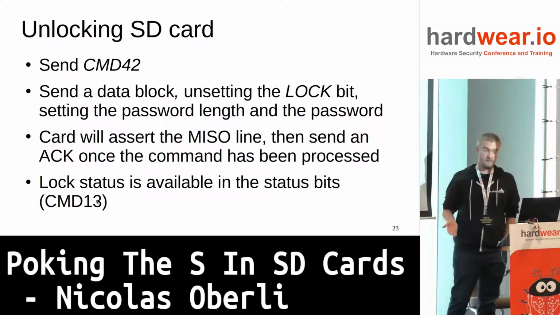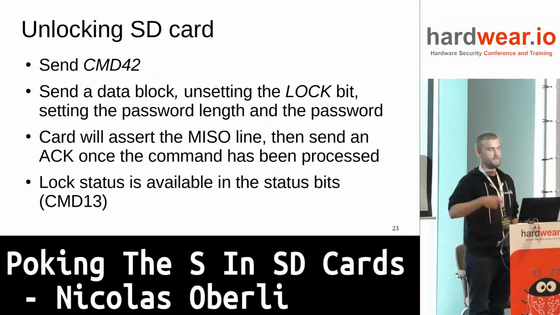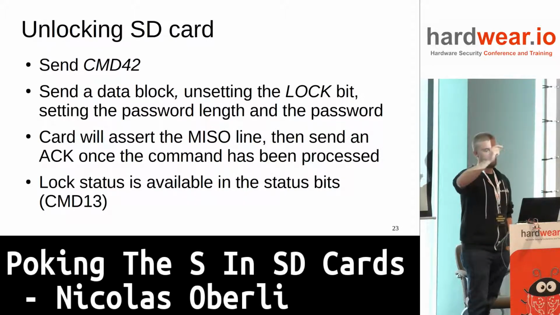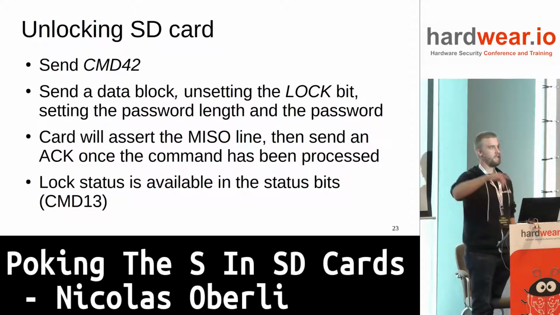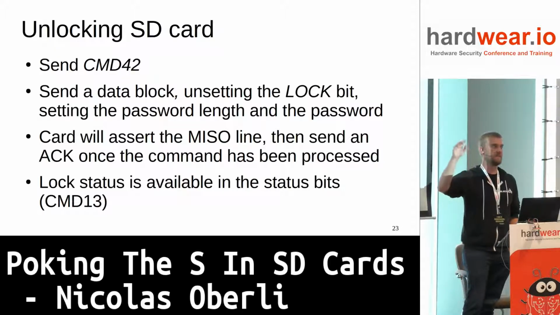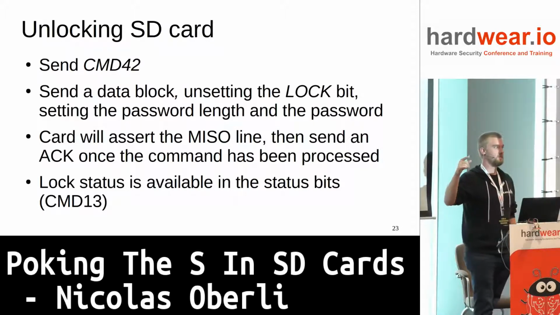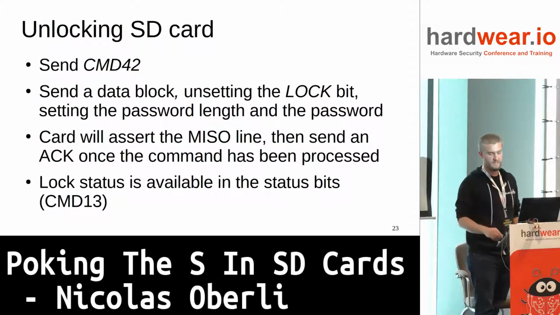Once the card is locked, to unlock it, you need to first initialize the card, then send this CMD42 command. Then in the data block, you need to set the lock bit to 0, so it means unlock. Then the password length, then the password, then the CRC, send it. Then the card will process your password, then reply with either the correct status or password failed status.